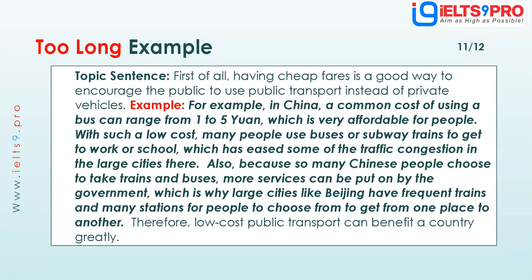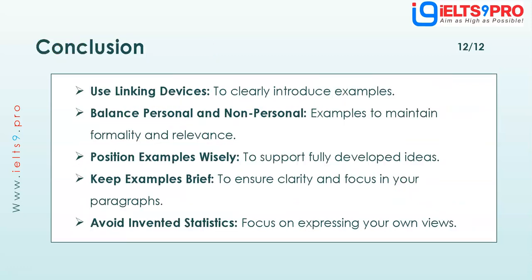Now, this one's a little bit long. Too much detail, too much information. That doesn't really work. It goes on a little bit. That could easily be cut down into a single sentence. Easily. So that's a little bit long. In conclusion then, make it clear it's an example. For example, you can use personal or non-personal, depending on what the topic is and, of course, what you can think of at the time.